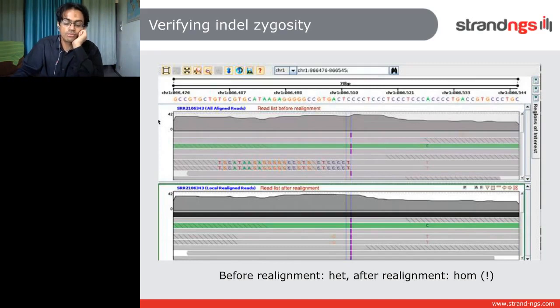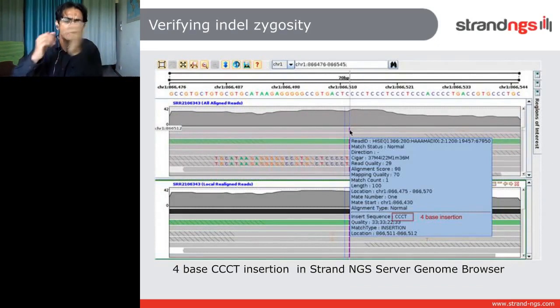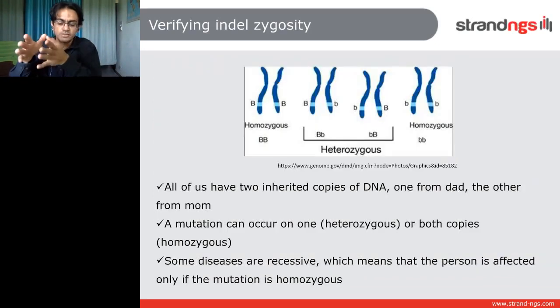So this is very important when it comes to verifying recessive diseases. A recessive disease is one where the person is affected only if both copies are mutated. So in the cases where we need to know whether two or one copy is mutated, that's when this comes into the picture.